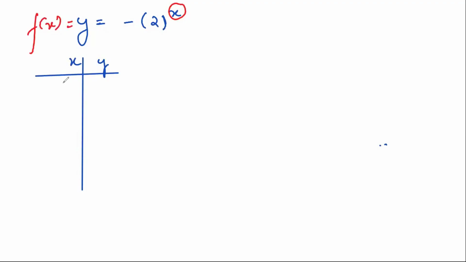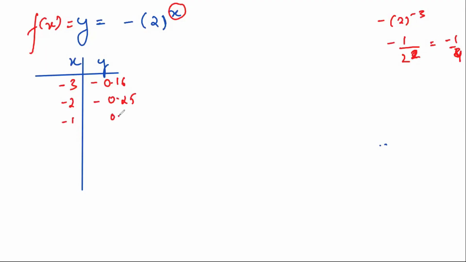Now when we take x as negative 3, because we know that we can't solve the negative power, what we have to do is reciprocate it, and it will be negative 1 over 8, which is something like negative 0.16. If we put negative 2, it will become 4, and 1 over 4 is 0.25, with the negative sign. Then minus 1 gives 1 over 2, which is 0.5 with the negative sign. Then we have 0. Zero power always gives you 1, but because we have a minus sign, it will be minus 1.